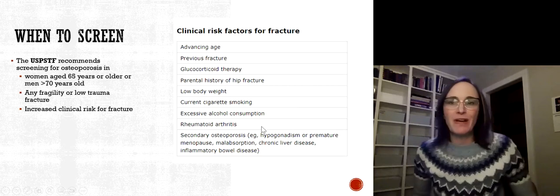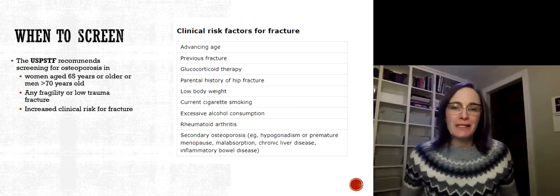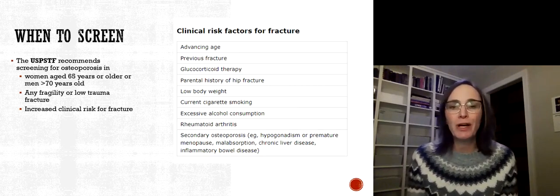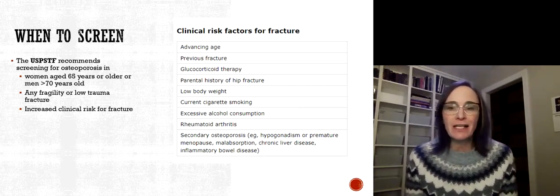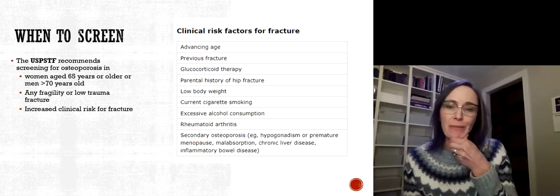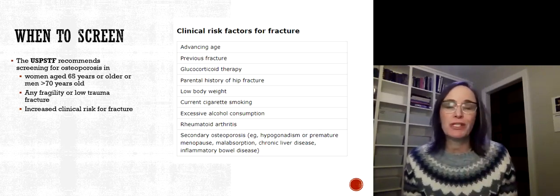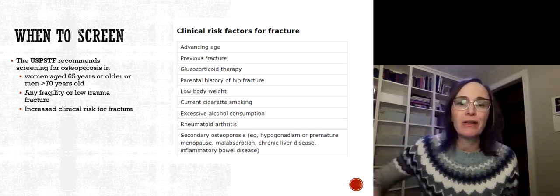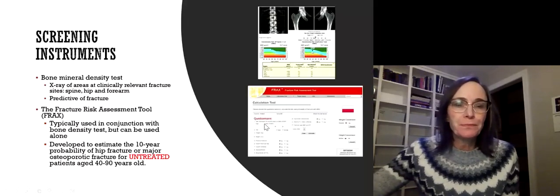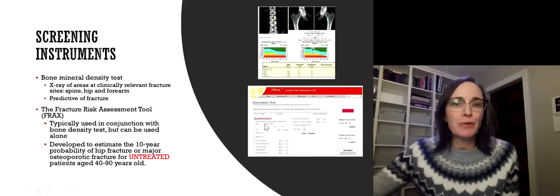Rheumatoid arthritis is a risk factor for fracture because it's an inflammatory disorder, and oftentimes those people are on chronic steroids. And then secondary osteoporosis, such as low testosterone, early menopause, malabsorption, such as celiac disease, chronic liver disease, or inflammatory bowel disease. So how do you screen bones?